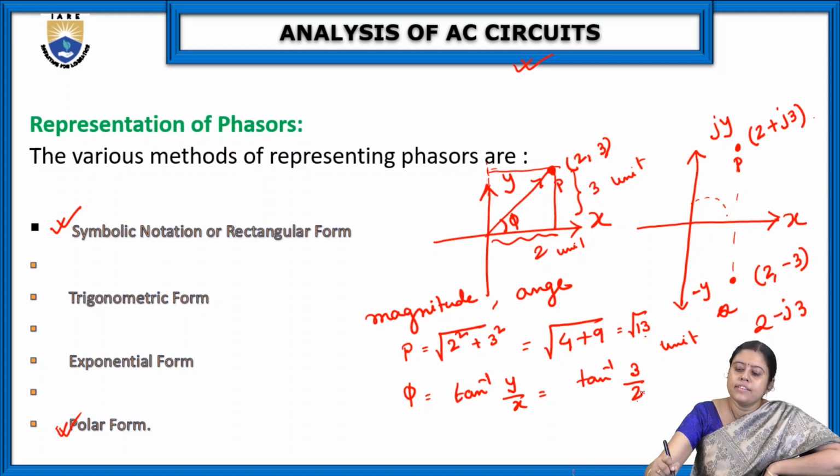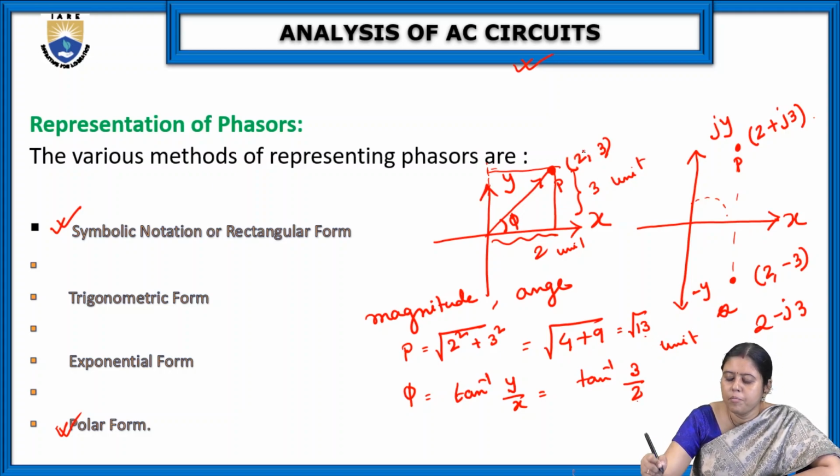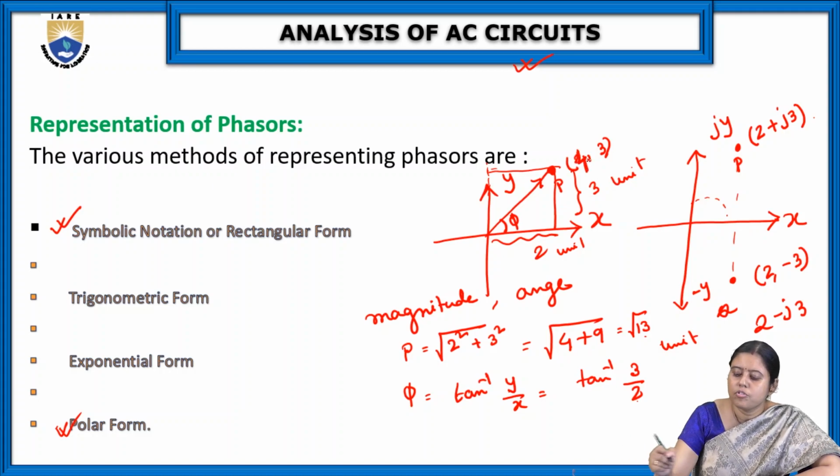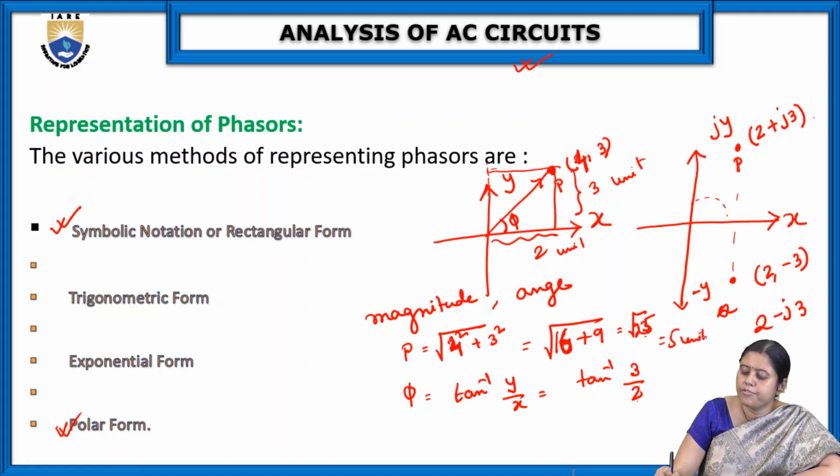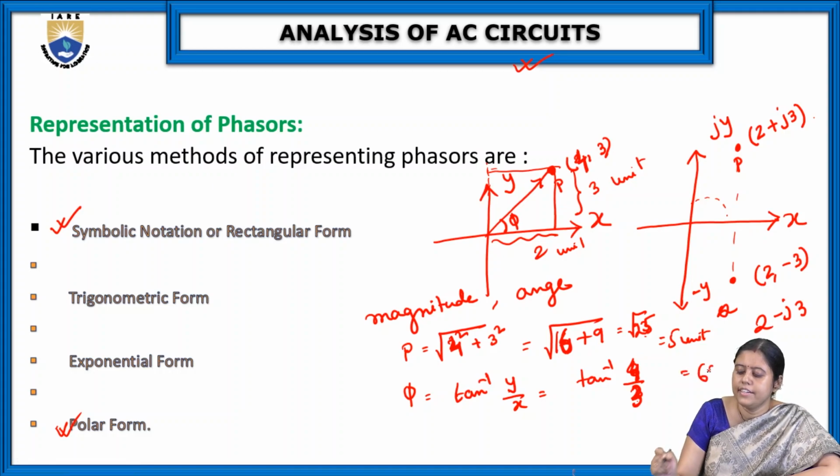I am taking one more example. Say this value is 4, 3. So what will happen? 4 square plus 3 square; 4 square means 16, so root of 25, which is 5 unit. And the angle is tan inverse of 3 by 4. Say this angle is 37 degree.